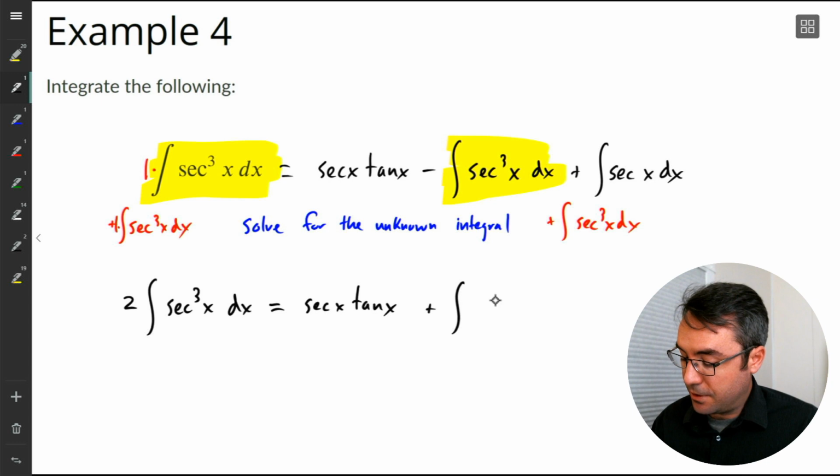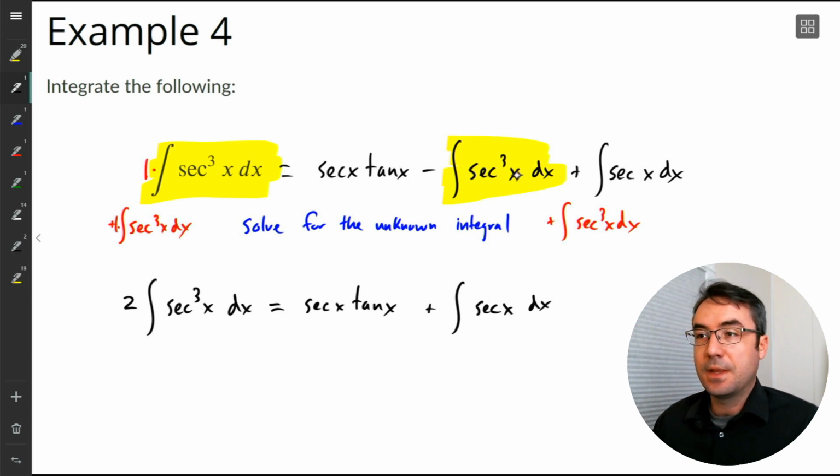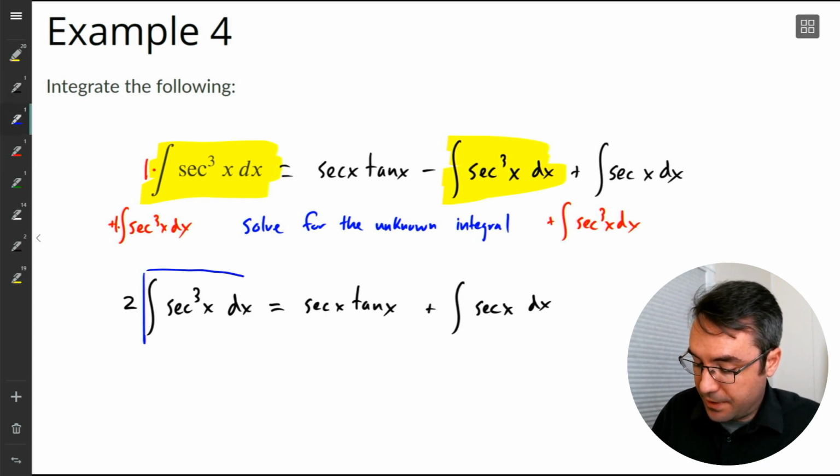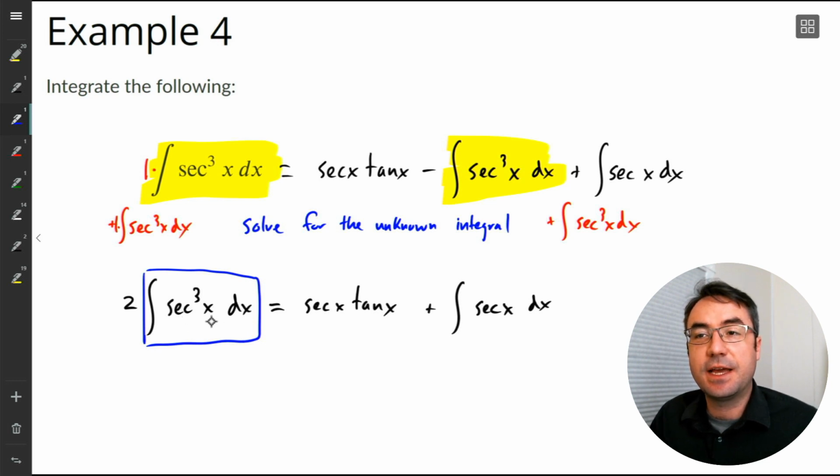Plus the integral of secant x dx. And we were able to get rid of this one. We were able to cancel it off, so we moved it to the other side. That's why we have 2 copies of this integral now. And this is still our unknown integral, so that's what we want to solve for.